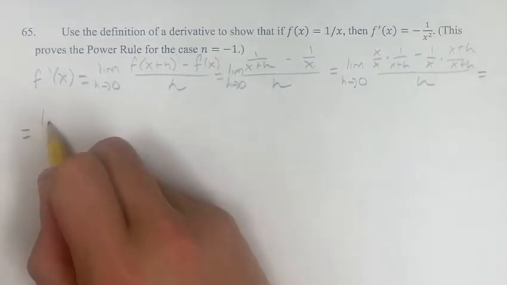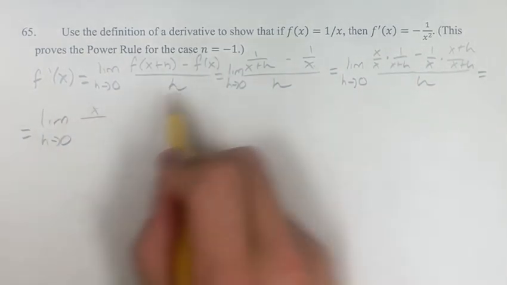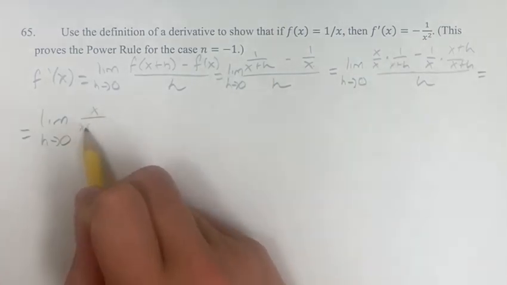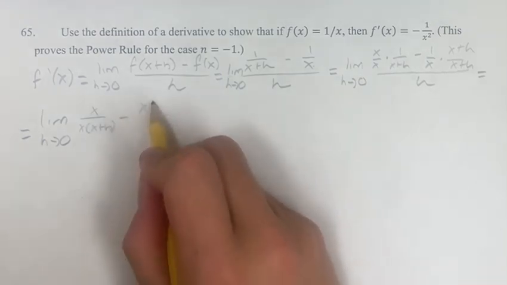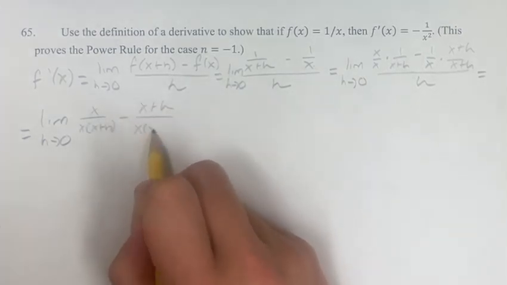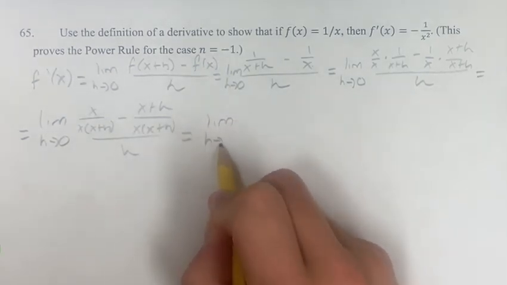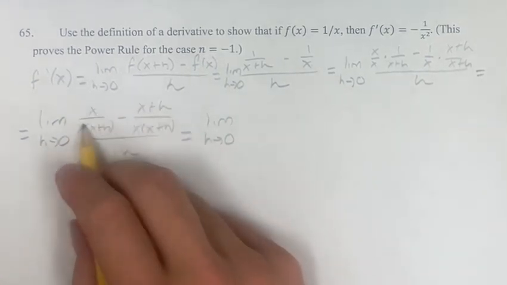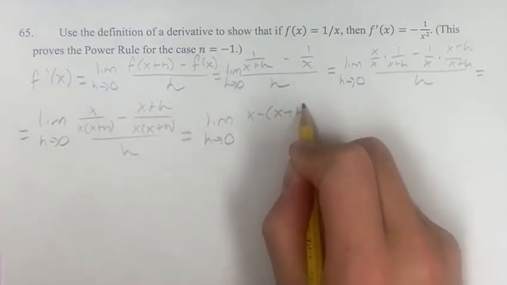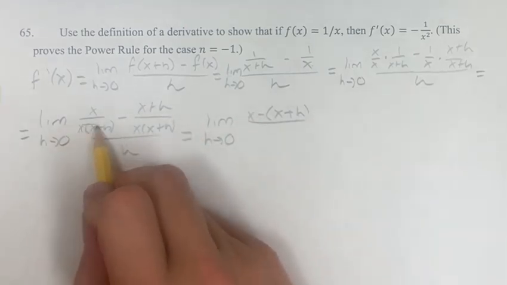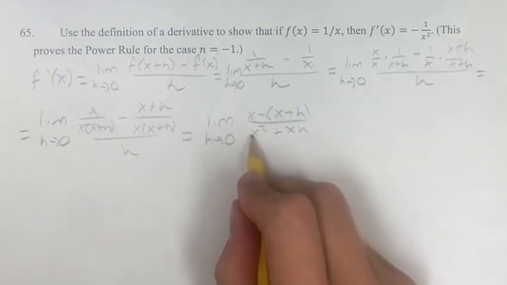You'll see why if you don't already, because now we have x times 1 is x over x times x plus h, minus 1 times x plus h is x plus h over x times x plus h, over h. Again, this looks really complicated, but since these have the same denominator, you can subtract the numerators. So we have x minus x plus h over this is x squared plus xh, and this is divided by h.